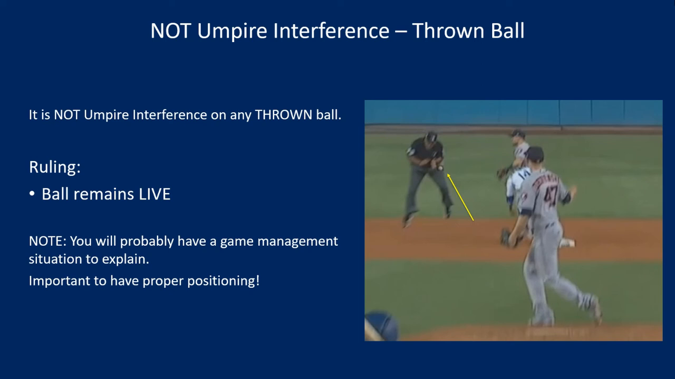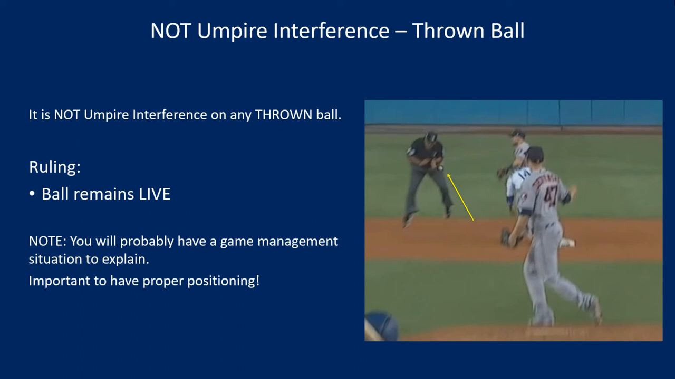It is not umpire interference on a thrown ball. So anytime a ball is being thrown, it is not umpire interference. The ball remains live and in play. It is possible as an umpire that you're actually interfering with the play. It's a little bit like the situation with the broken bat, and they are unable to make an out. But according to our official baseball rules, it would not be interference, and the ball will remain live. You may have some game management with the manager or the coaches coming out.